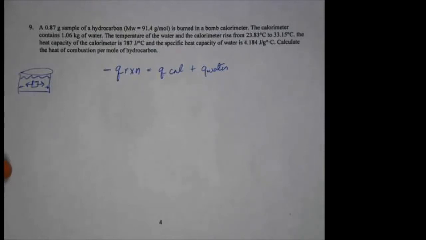So it could say the temperature of the water rises, but the temperature of the calorimeter is unaffected. They could say to assume that the water only absorbs the heat. So you have to read these problems carefully, but in this particular question it says the water and the calorimeter rise from 23.83 to 33.15 degrees Celsius. So we have to write equations for both.